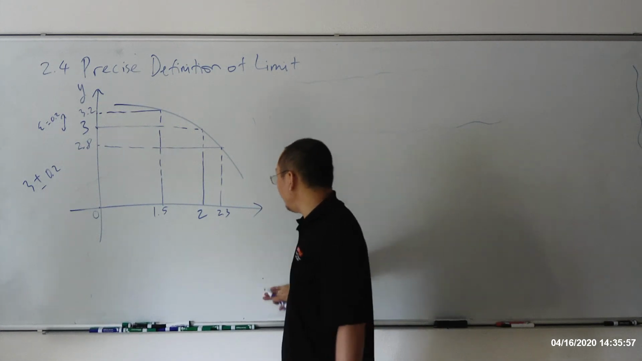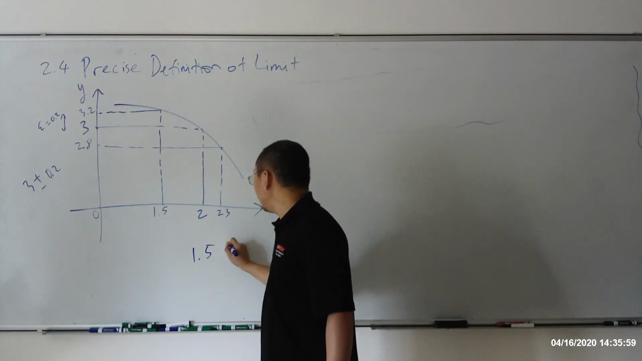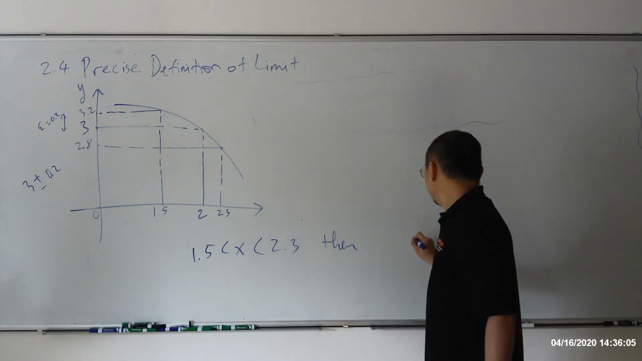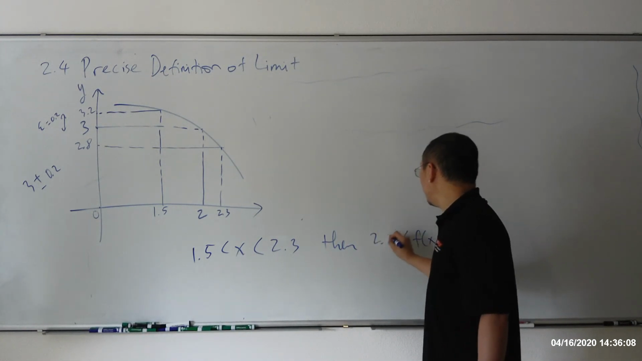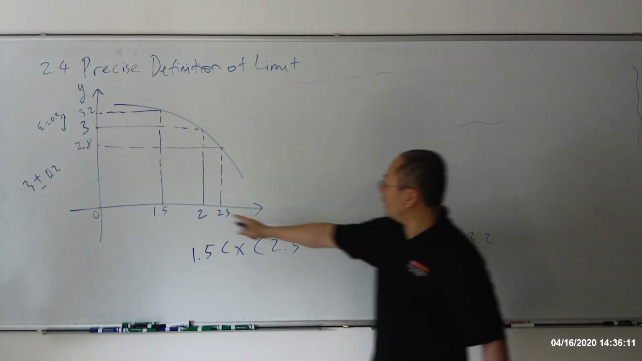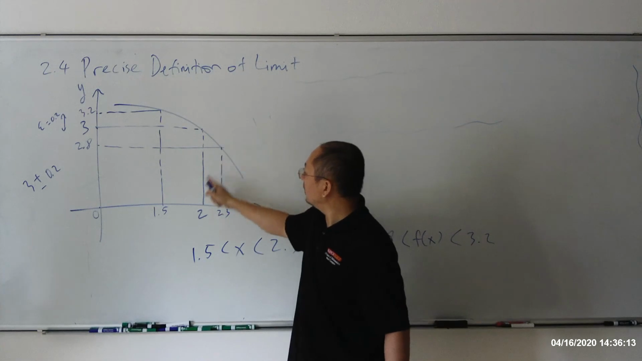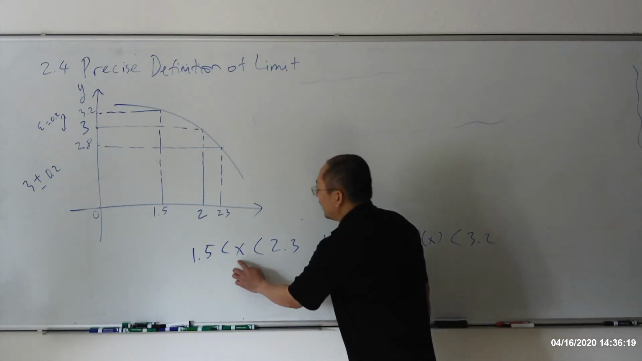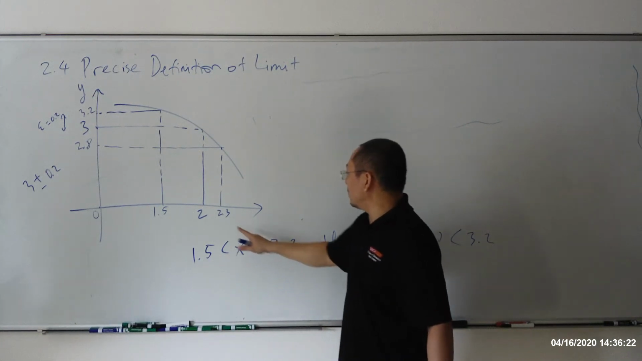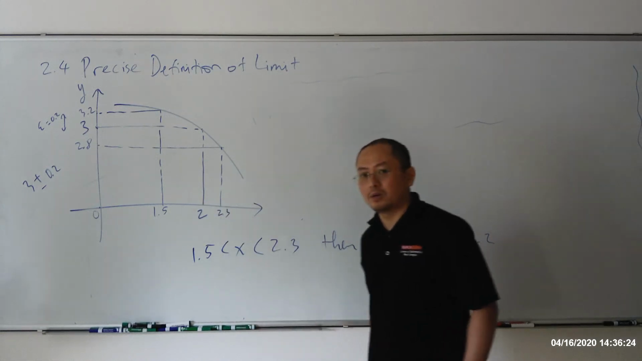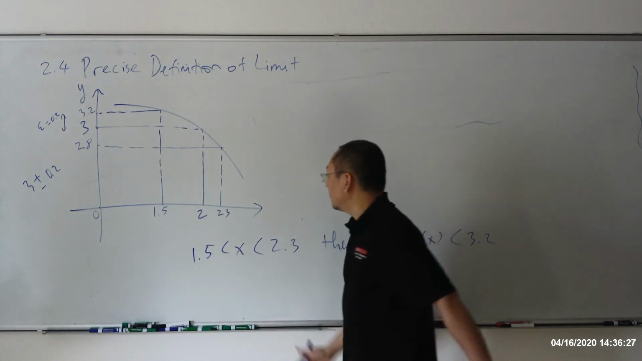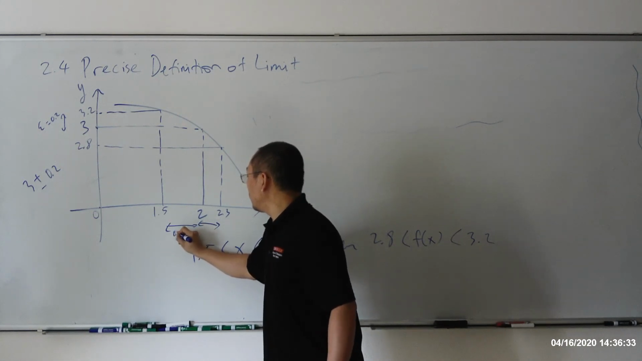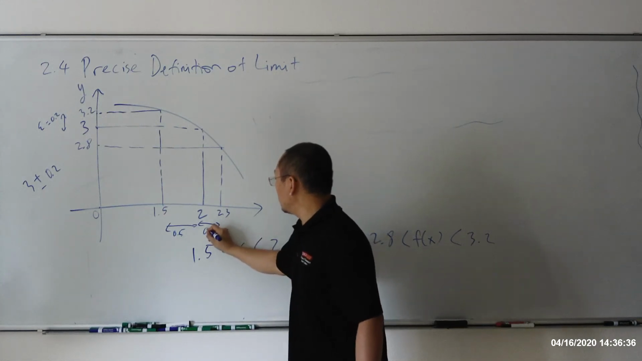Of course, looking at the graph, you're going to have 1.5 less than x, less than 2.3, then for sure f of x is going to be somewhere between 2.8 to 3.2. You plug in any value from 1.5 to 2.3, you're going to get something somewhere between 2.8 to 3.2. But the thing here is, 2 is not right in the middle of 1.5 and 2.3. So we have to choose an interval that for sure works. We're looking for the smaller distance between those two. This is 0.5, 2 minus 1.5. And this is 0.3, right?